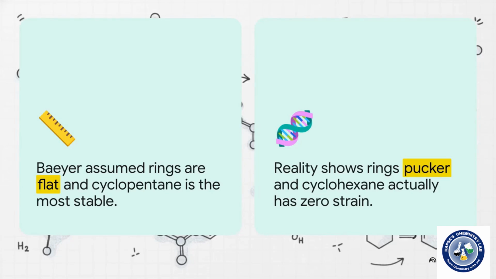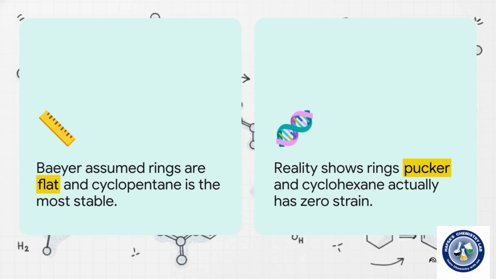Now, this reveals one of the great historical plot twists in organic chemistry. Back in the day, a chemist named Bayer proposed a strain theory based on one massive assumption. He thought all rings lay perfectly flat on a 2D plane. And if rings were truly flat, basic math dictates that cyclopentane, the 5-membered ring, would have bond angles closest to that ideal 109.5 degrees, theoretically making it the most stable. But actual heat of combustion data came along and completely wrecked this theory. Science had to correct itself.